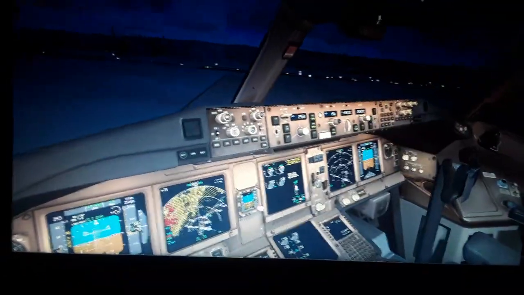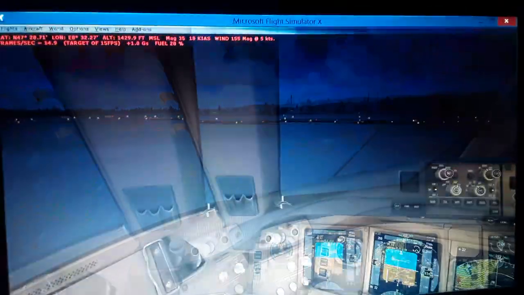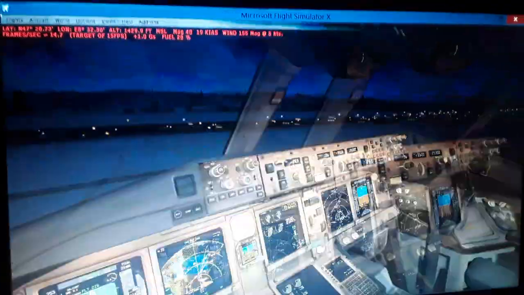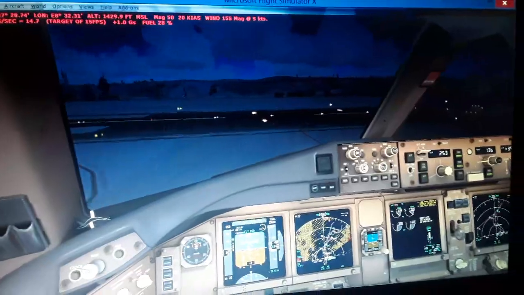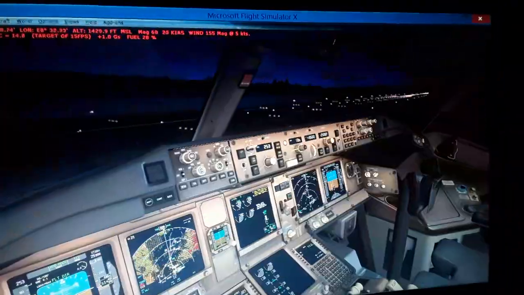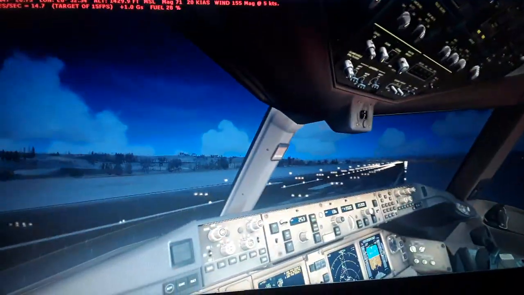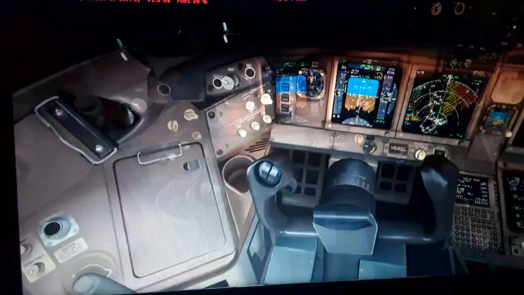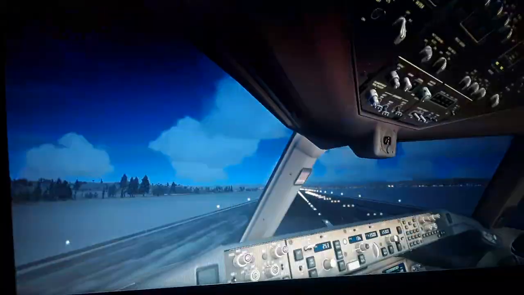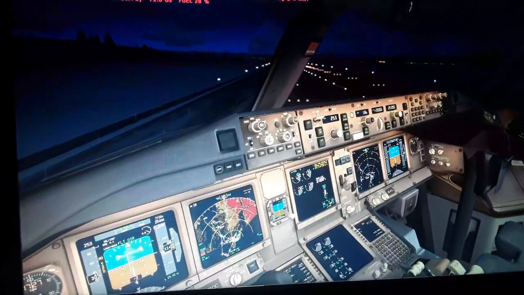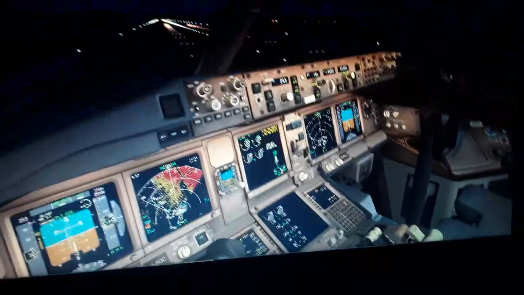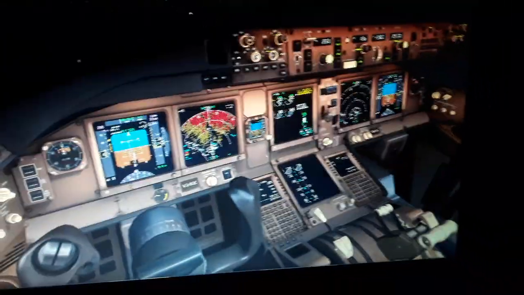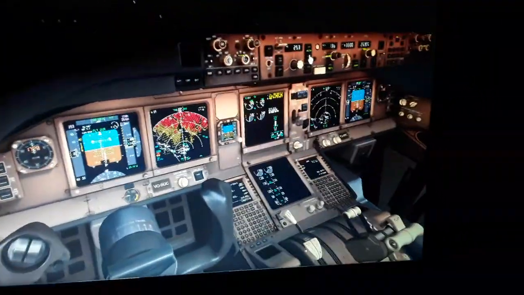And we have to align here to enter the runway. The runway is open for us for departure. We have taken the clearance from the air traffic control here. So we align here. We have the LNAV and VNAV. Everything is ready.